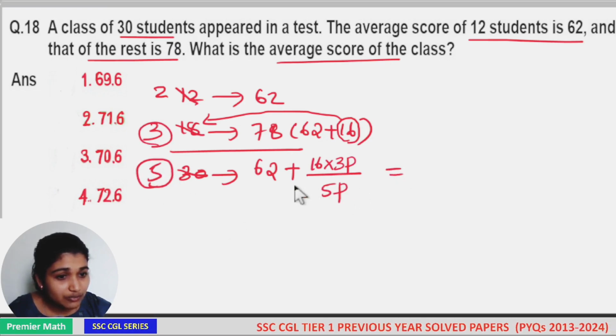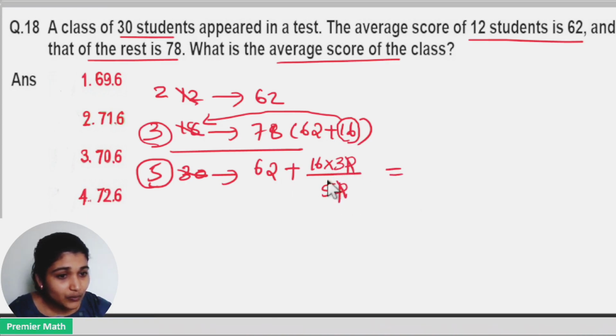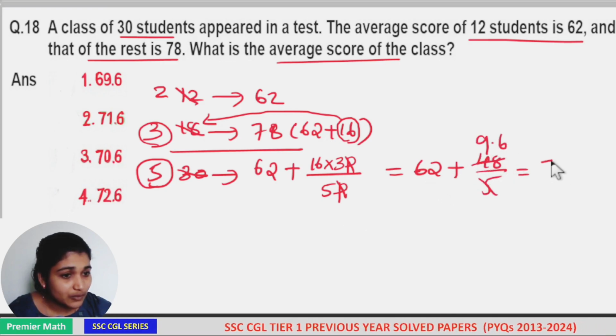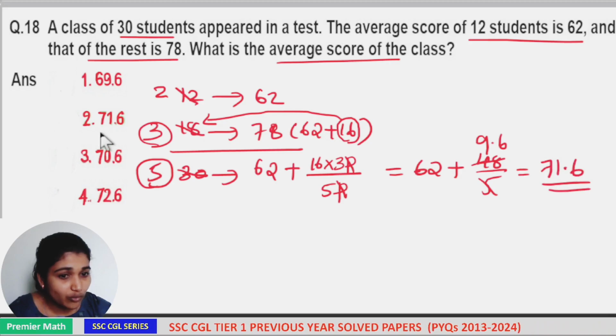Then new average becomes 62 plus this one. Here part and part cancel. Now this is equal to 62 plus 16 into 3 is 48, 48 by 5. 5 goes 9 times in 45 and 6 times in 30. So 62 plus 9.6 is equal to 71.6. Option 2 is our answer.